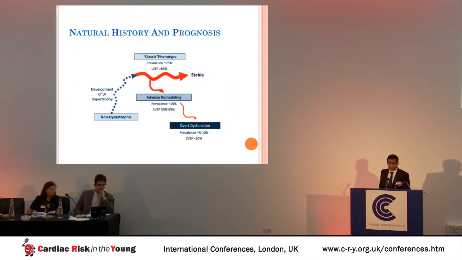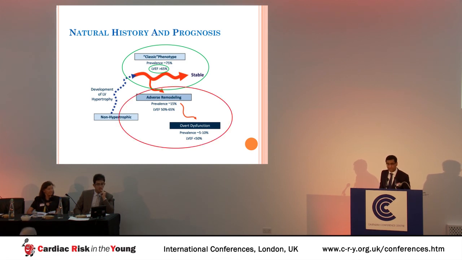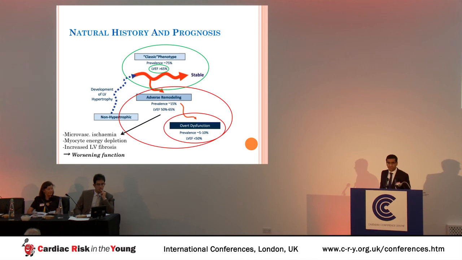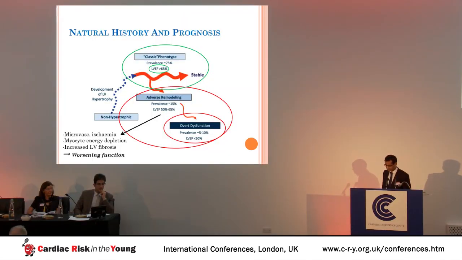So how do we know, or can we tell who goes on to develop end-stage heart failure? Well, we know that the majority of patients have a stable course and have the classic phenotype where ejection fraction is actually preserved. However, a subset of patients undergo adverse remodeling, and a small percentage of these end up having left ventricular systolic dysfunction. Now, which patient goes down this route is uncertain. We don't know what actually causes this, but several mechanisms have been postulated, including microvascular ischemia, myocyte energy depletion, and increased LV fibrosis.